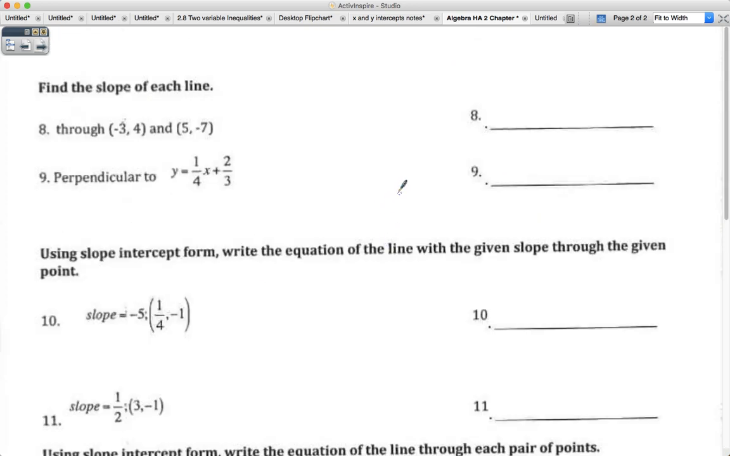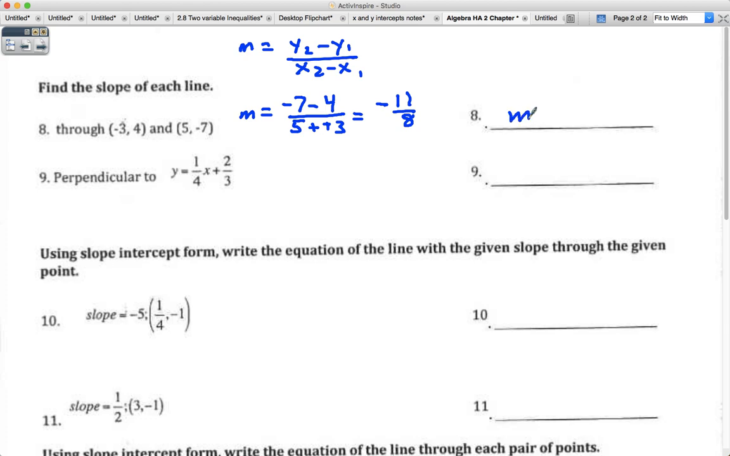Let's find the slope of each line. Remember, the slope equation is m equals y2 minus y1 over x2 minus x1. So this means the slope is -7 minus 4 over 5 minus negative 3. That means we have -11 over 8. So m, or the slope, equals -11 over 8.